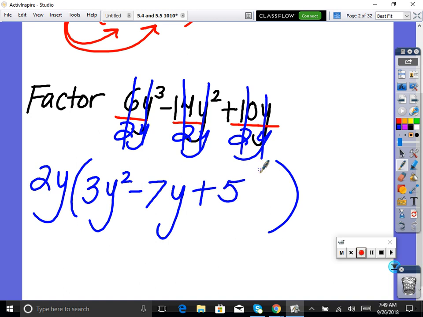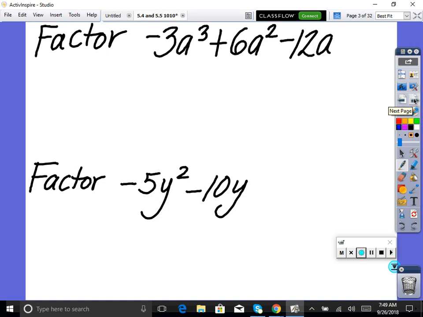And I'm done. I would check in the future to see if this quadratic factors even more, but we're not learning quadratic factoring quite right now. Not quite yet. Okay, factor. Anyone up here, what would I pull out? Okay, why did you say negative 3a?